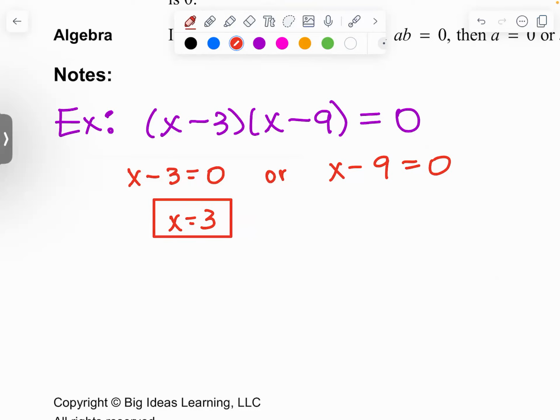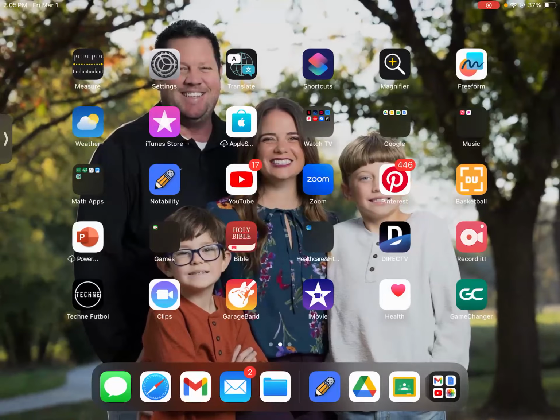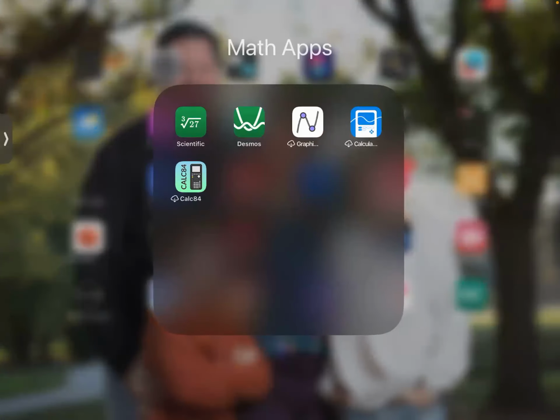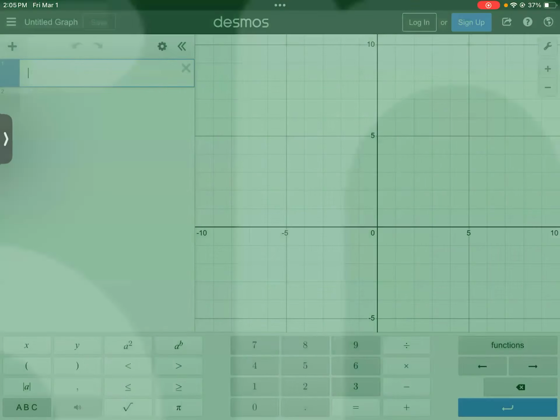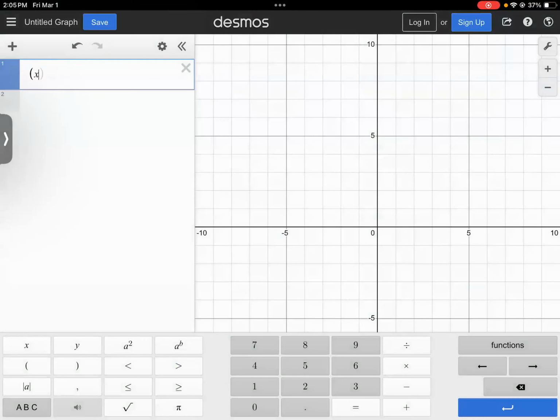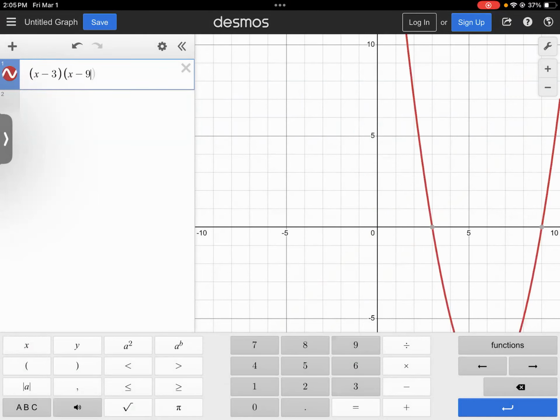Okay. Zayden, if x minus 9 equals 0, what's x? Now, what does this mean? What does this mean? You don't know? What is that? x minus 3 times x minus 9.